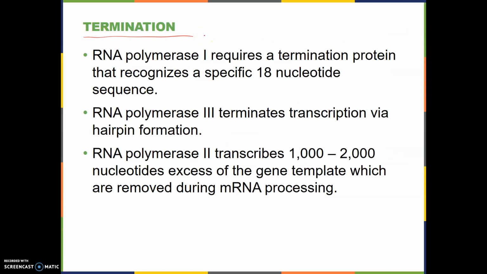RNA polymerase I requires a termination protein that recognizes a specific 18 nucleotide sequence. RNA polymerase II terminates by forming a hairpin loop. And then RNA polymerase II transcribes 1,000 to 2,000 nucleotides in excess of the gene template, which are removed during messenger RNA processing. So these 1,000 to 2,000 nucleotides, let me ask you this.